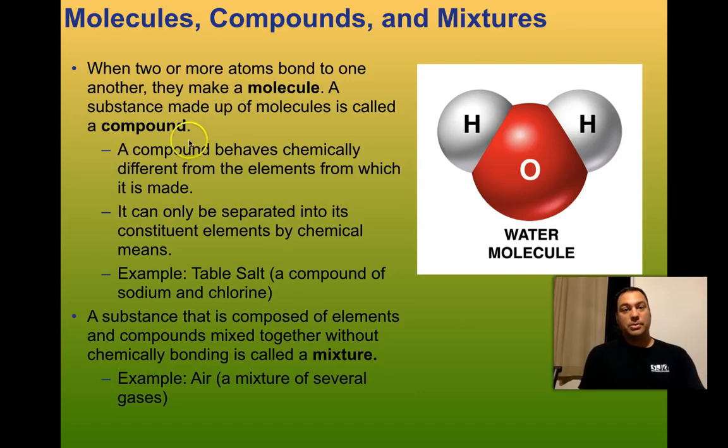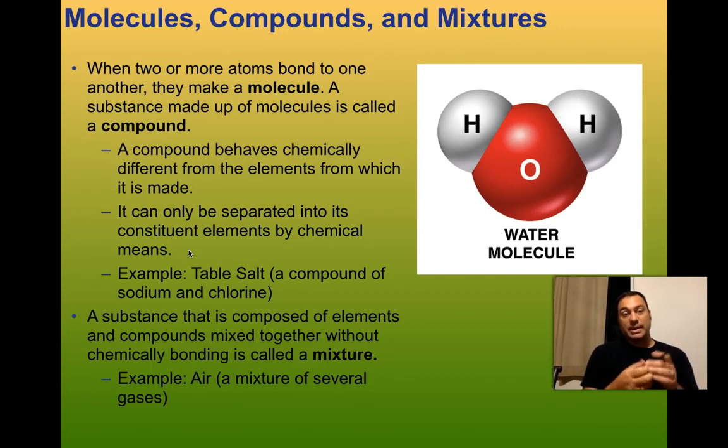Anything that's made up of molecules is a compound. A compound behaves chemically different from the elements from which it is made. I hope so. Hydrogen and oxygen behave very differently than water does, which has both of these. This is the water molecule right here. It can only be separated into its constituent elements by chemical means. It would require an actual chemical experiment to be able to separate these items one away from each other.